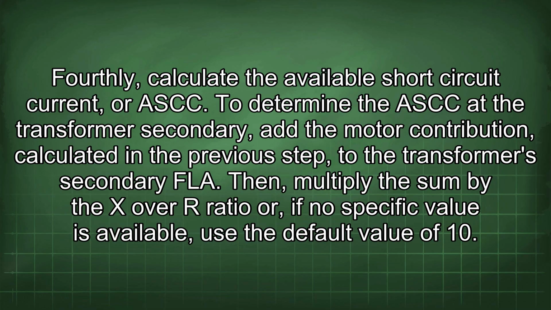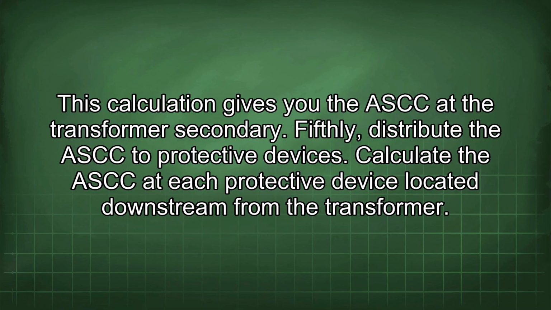Fourthly, calculate the available short-circuit current, or ASC. To determine the ASC at the transformer secondary, add the motor contribution calculated in the previous step to the transformer's secondary FLA. Then, multiply the sum by the X/R ratio, or, if no specific value is available, use the default value of 10. This calculation gives you the ASC at the transformer secondary.